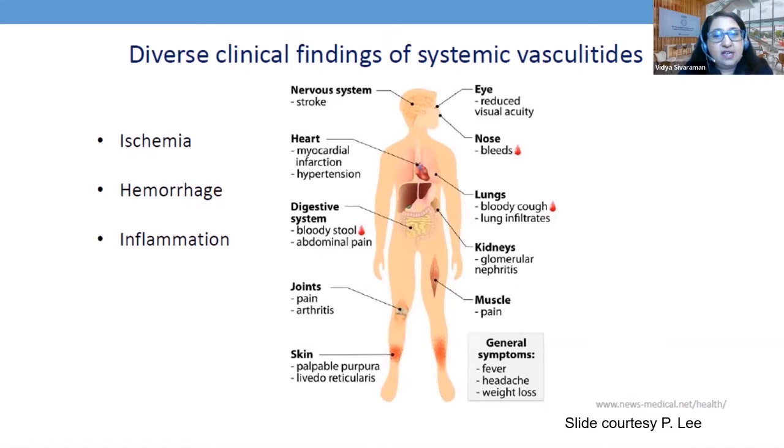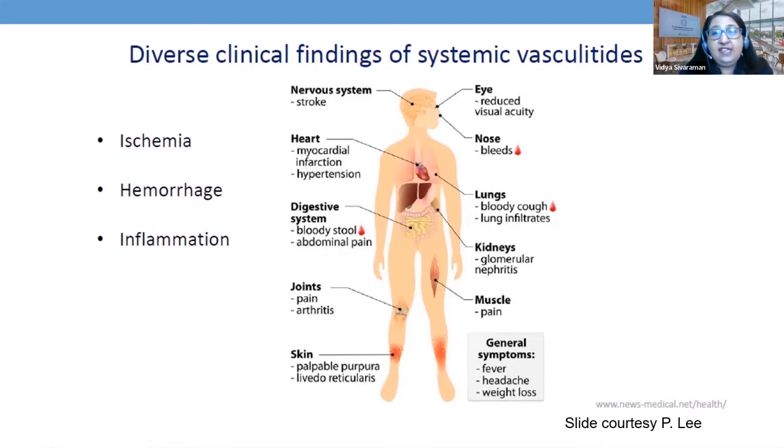This image just shows you how diverse the presentations can be. Each of you, no matter how you're connected, or if you're a patient with vasculitis, might have had any of those symptoms, whether it started in your skin or your kidneys, heart, lungs, brain, eyes, pretty much any organ of the body. Because vasculitis is related to inflammation in blood vessels, and blood vessels are everywhere in our body.